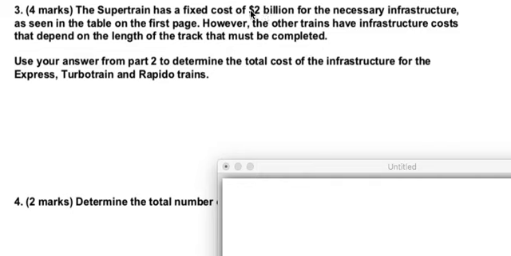The SuperTrain, it tells you it's $2 billion no matter how long the track is. But these other ones, it depends on the length of the track. And you'll see why when we look at the table. What you're going to have to do is use your answer from part 2, which was just telling you how long the train line was going to be. We got 128 kilometers for that, to figure out the total cost.